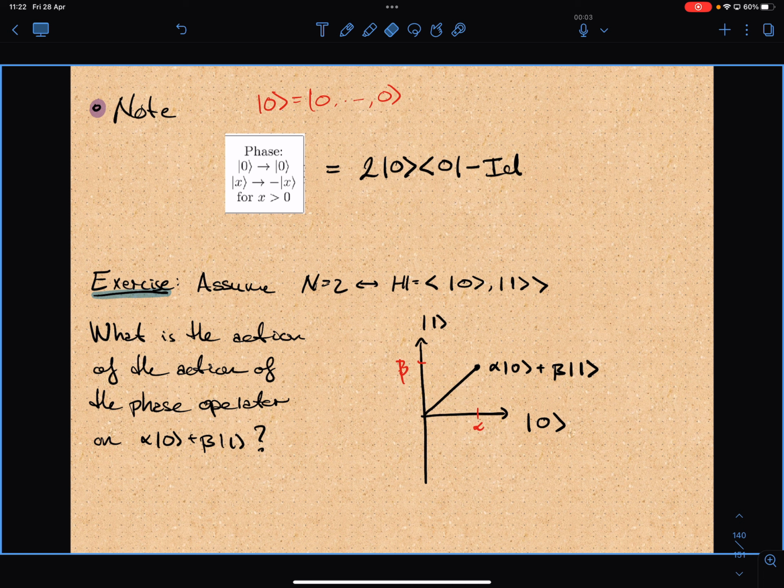All right, does anyone want to volunteer and tell me what the action is? Alpha is 0 minus beta 1, so flip it over the 0 axis. Is that what you mean? Is that what everyone else got? Any disagreement? Yeah.